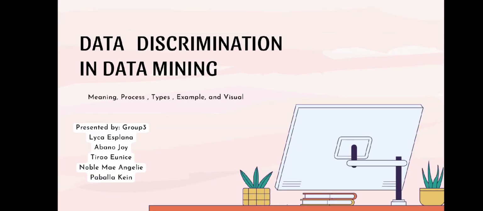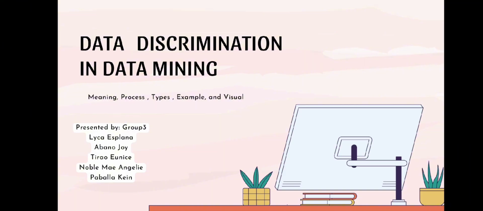Good day everyone, this is the third group report about data discrimination, one of the functions in data mining. It is widely used for decision making across sectors like finance, health, and law enforcement. However, these techniques can unintentionally lead to discrimination by reinforcing existing biases in the data. This report examines how discrimination, both direct and indirect, can arise in data mining functionalities, such as classification and clustering.